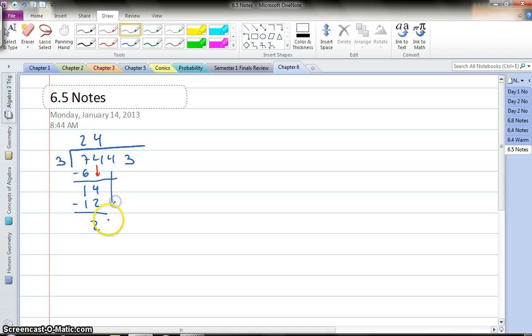Bring down your next digit. 3 goes into 24 8 times. 8 times 3 is 24. Subtract, you're left with 0. Bring down the next digit, which is 3. 3 divided by 3 is 1. Multiply, and bam, you're left with the remainder of 0. It worked out perfect. So 7,443 divided by 3 is 2,481. I hope we remember that process.